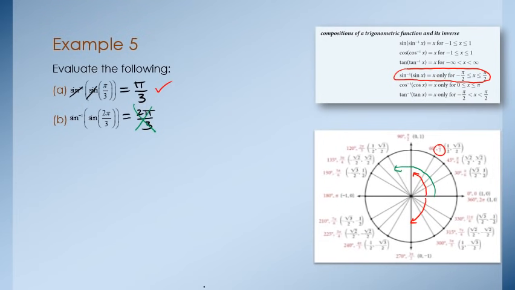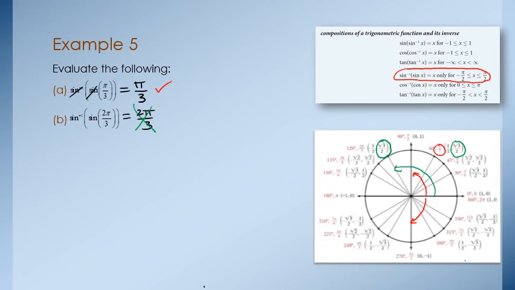In other words, I can see on my unit circle that the sine of 2 pi over 3 is root 3 over 2. Is there another angle that produces the sine of 2 pi over 3 but is within my restricted domain? And the answer is yes. I can see that in the first quadrant, pi over 3 gets me the same sine.